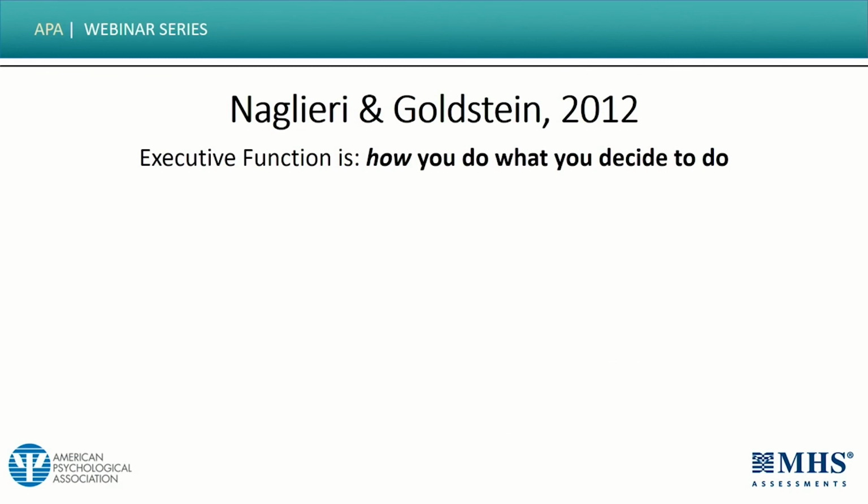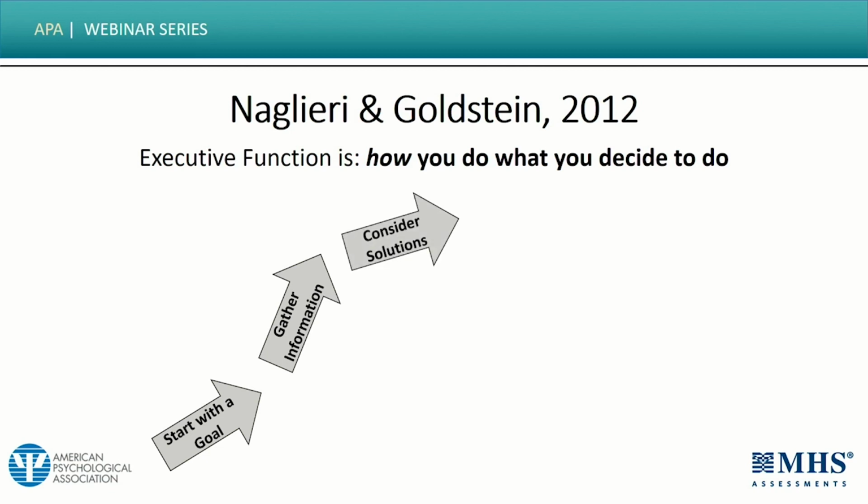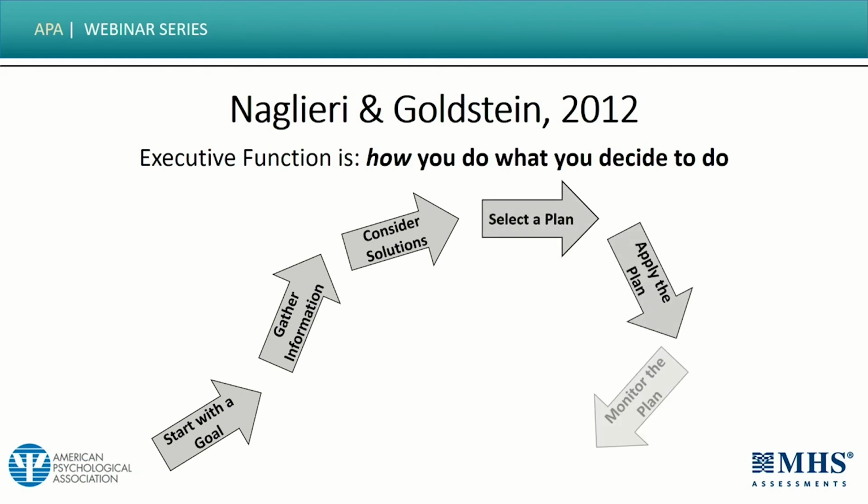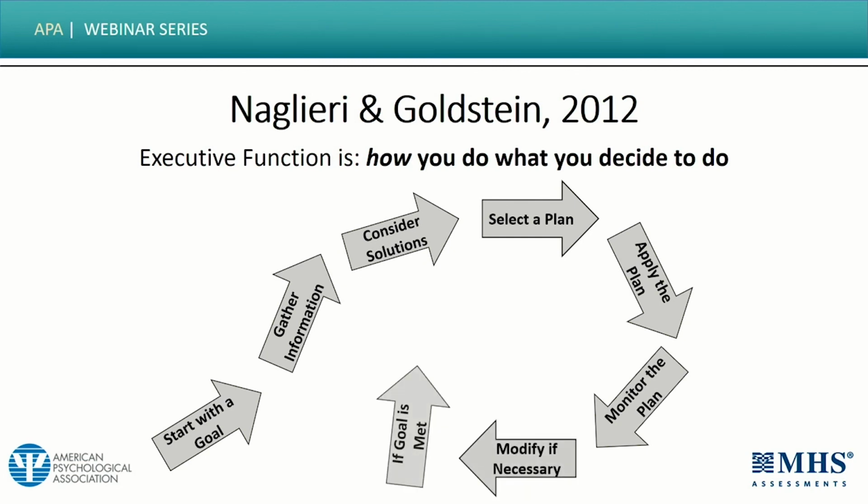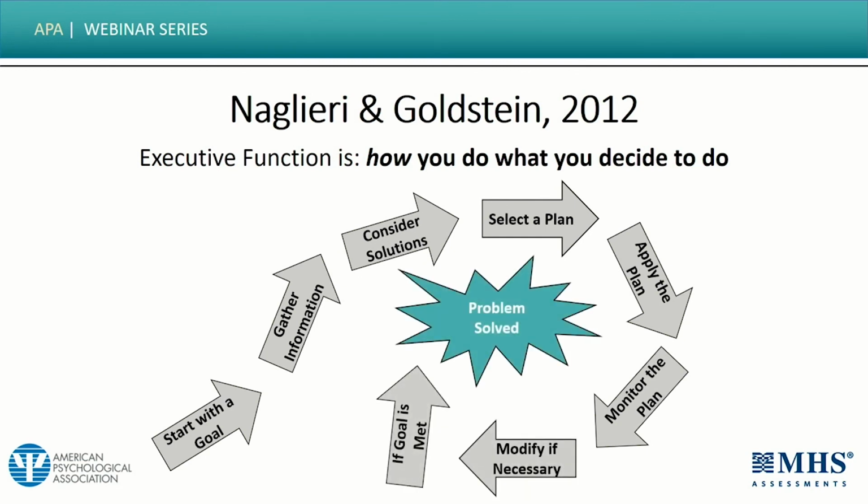So when I talk about executive function, I talk about this definition of how you do what you decide to do. That means you start with a goal and you have an intention. And you might need to gather more information in order to make a better decision about what solution to try. And you would select that plan and you'd apply it, and you might see if it works or not, change it if you need to. Eventually, you get to where you need to be. And that's really the essence of executive function. It's really about how you do what you decide to do.